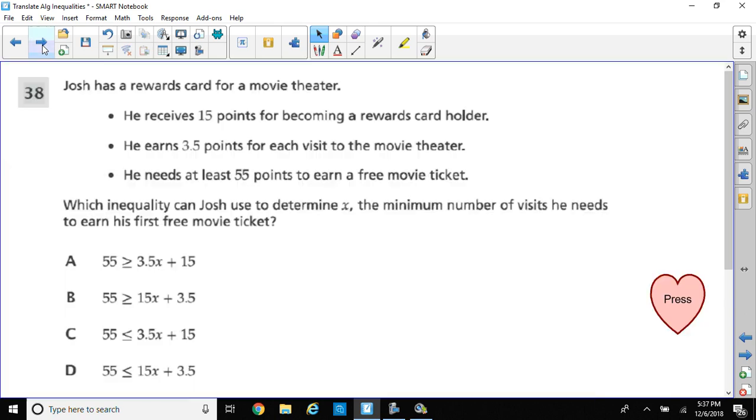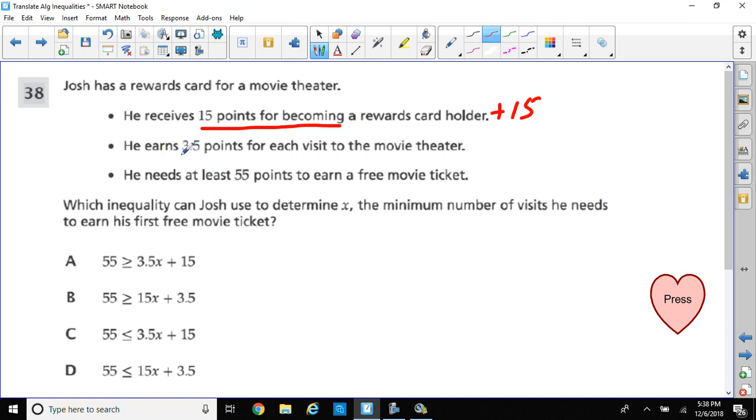Here's a good one. Josh has reward cards for a movie theater. He receives 15 points for becoming a rewards card member. Okay, so he's going to get 15 points. Let me write down a plus 15. Get my pen. So he gets plus 15, if he becomes a member. So 15 points for becoming a member.